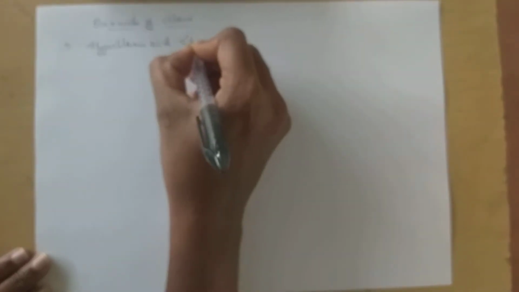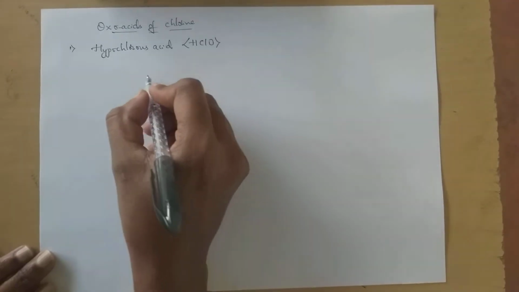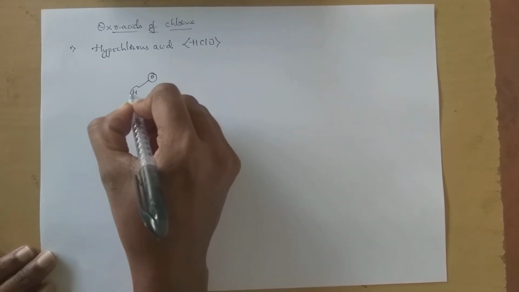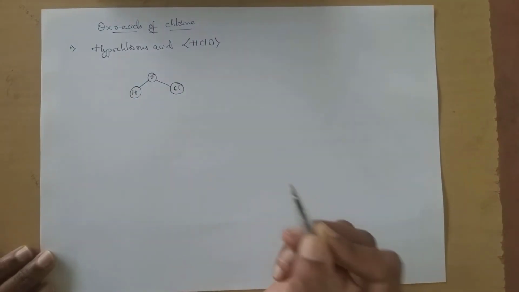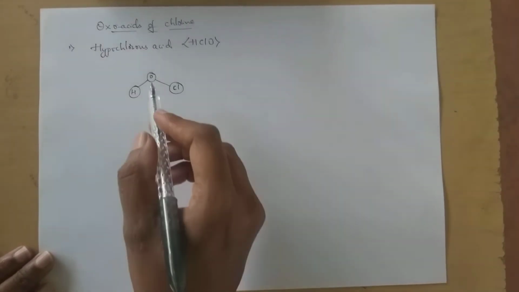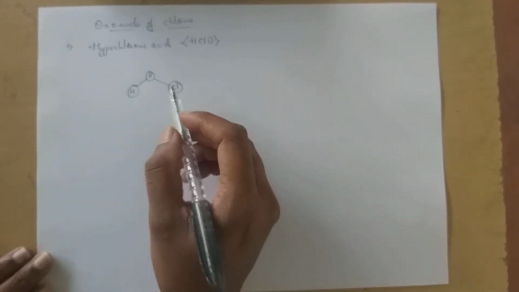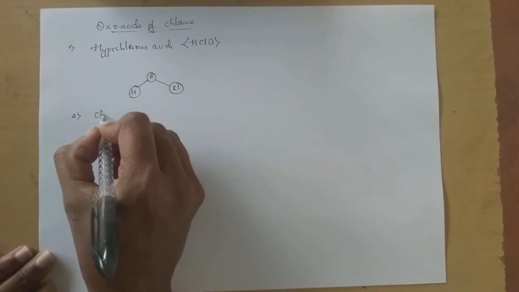Here the formula is HClO. So in the structure, oxygen is the central atom where Cl and H are attached to the oxygen atom. HOCl or HClO. So this is hypochlorous acid. Second one, chlorous acid.